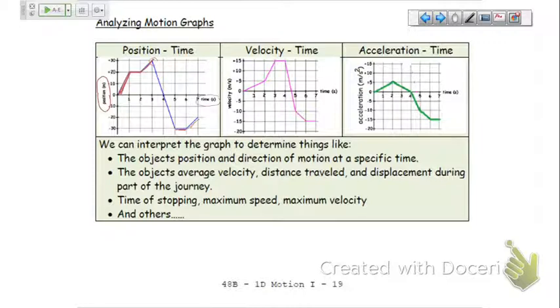I can tell you it changes. When does it change direction for the first time? What time does it change direction for the first time? Stop going positive, start going negative. It is 3, isn't it? Positive velocity, negative velocity. It's not 4. Okay? That's when it passes its starting point.